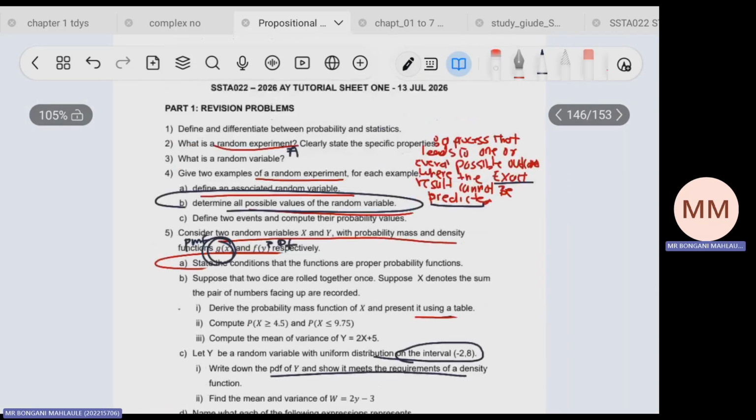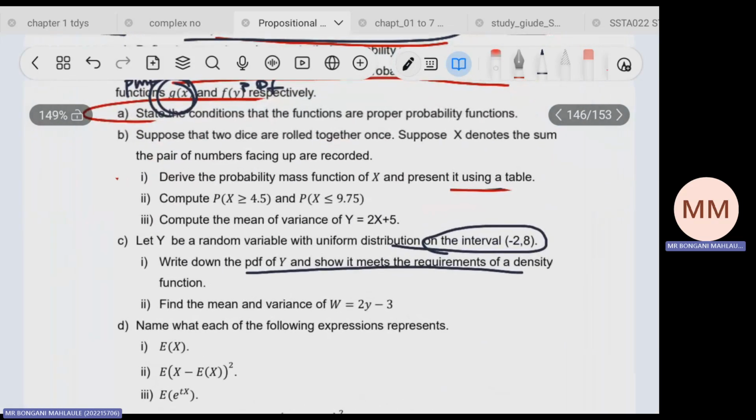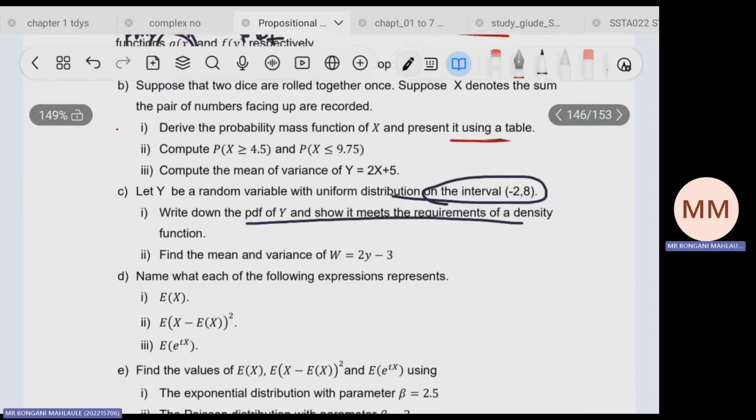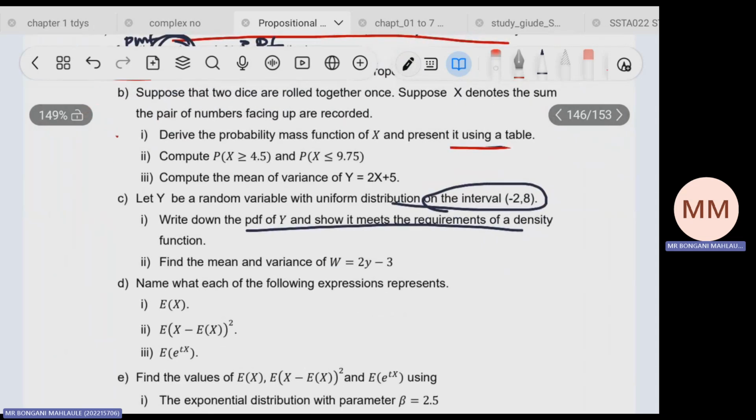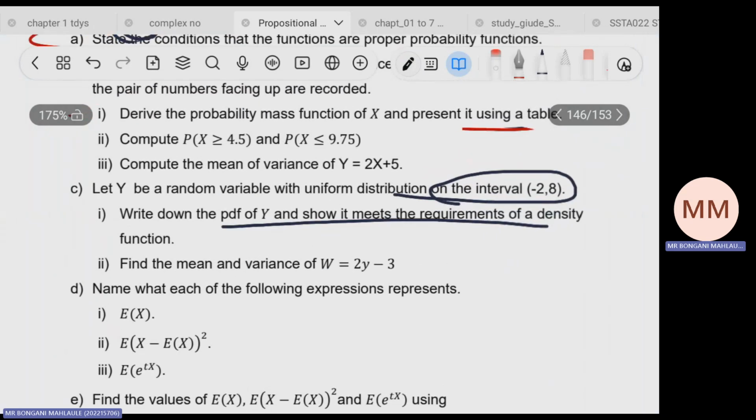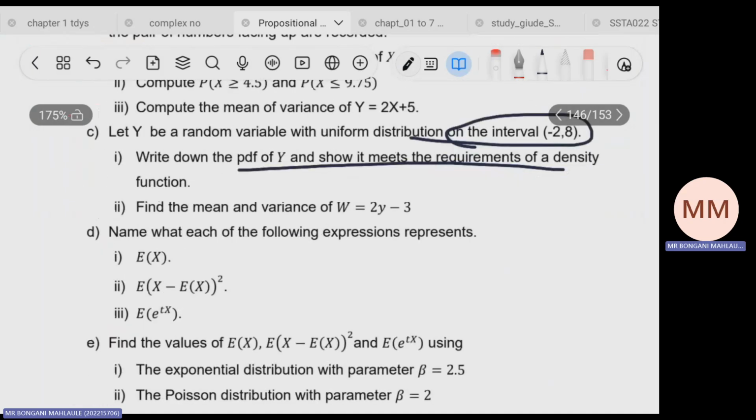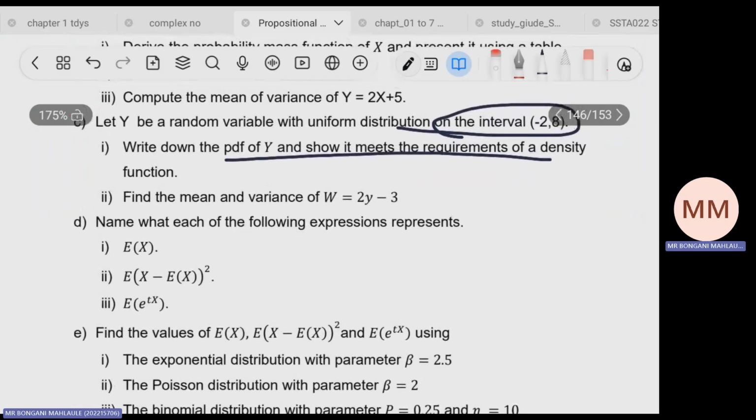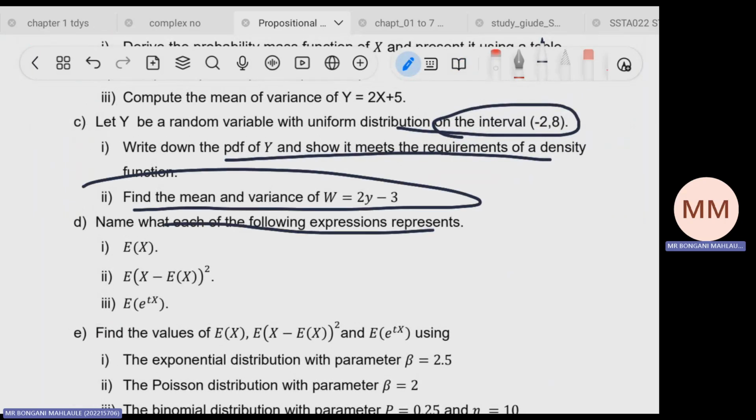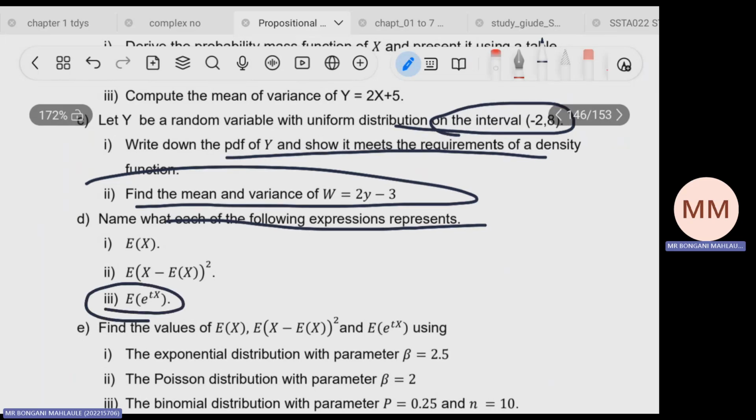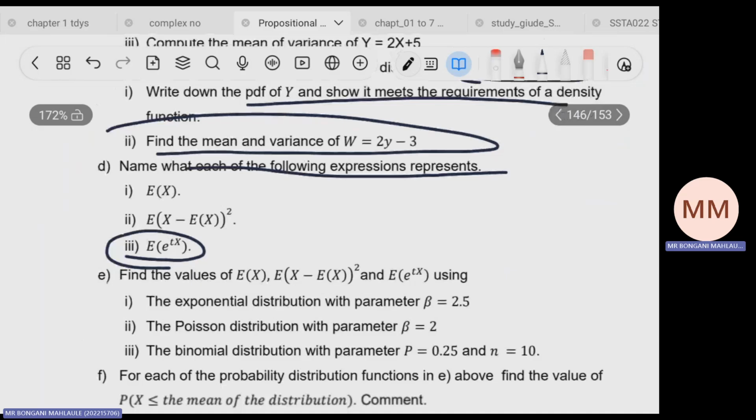Let's check the next question. They say, let us see, letter D. We have managed to find the mean and the variance. Name what each of the following represent. E of X. Obviously, this one represents the MGF.